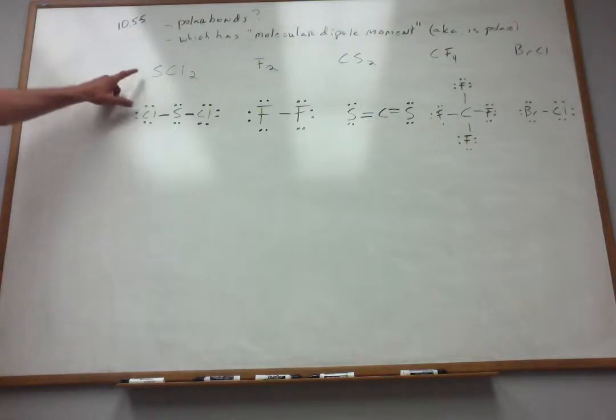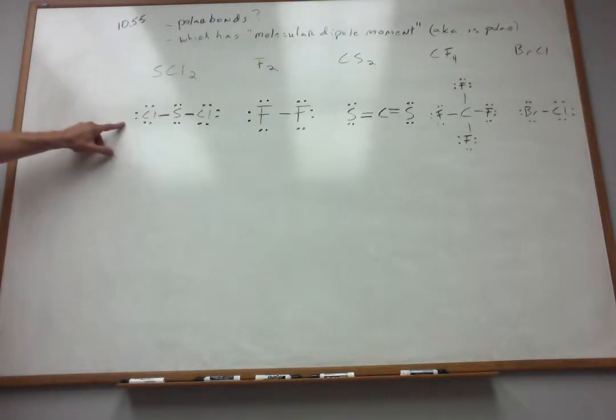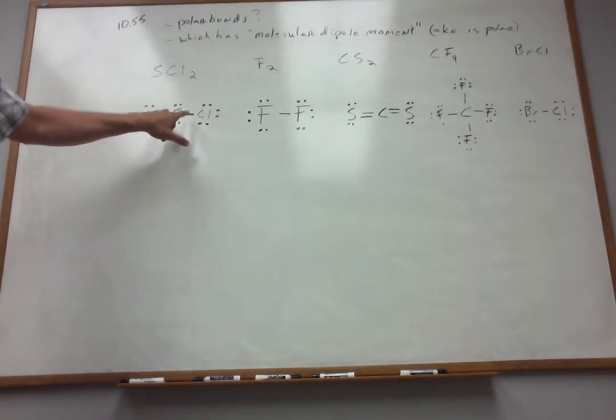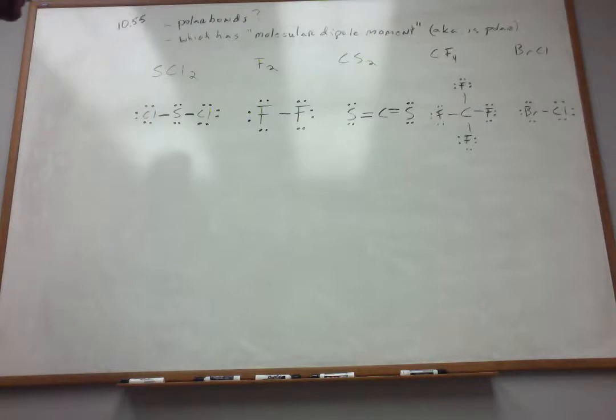The first one is SCl2. The first step in assessing whether polar bonds are present or whether the molecule has a molecular dipole moment is always to write the Lewis dot structure and then figure out what the molecular geometry is and what bonds we're dealing with. In this case, we've got a central sulfur with 2 chlorines single bonded, and this is the Lewis dot structure for this particular material.